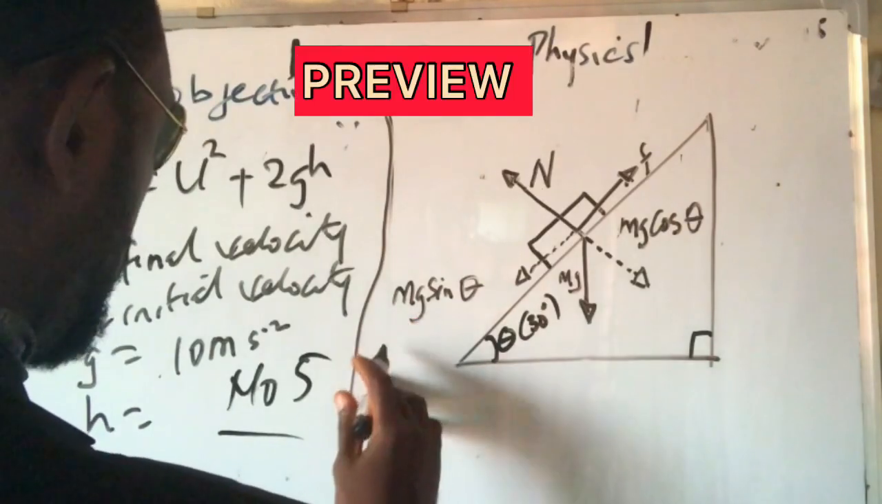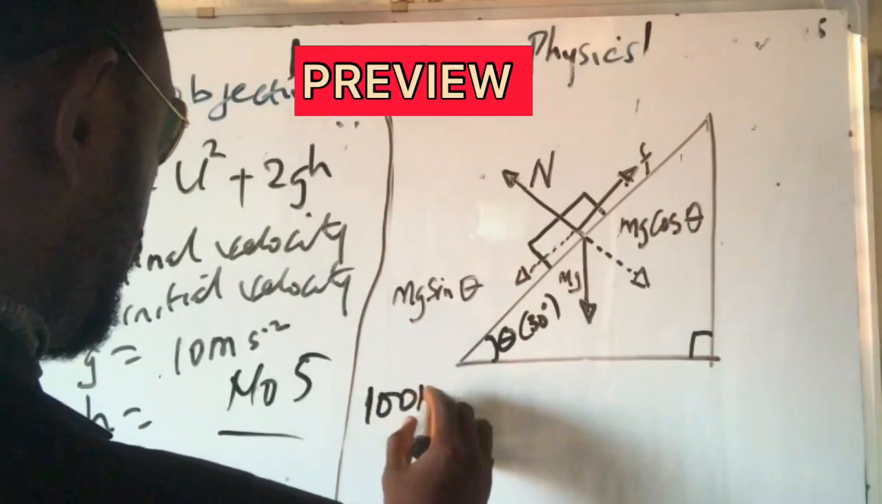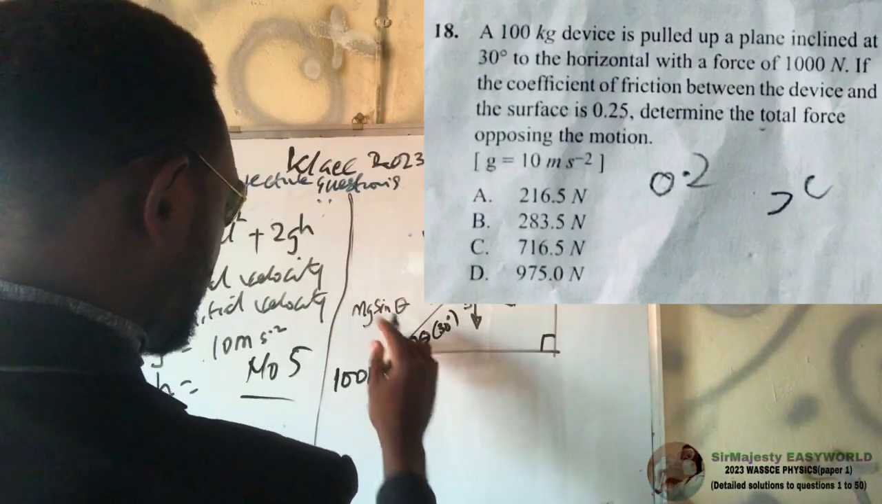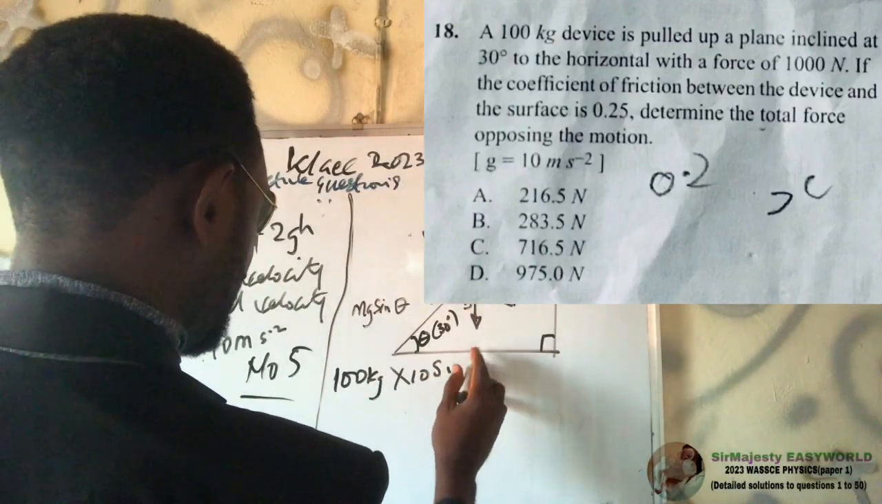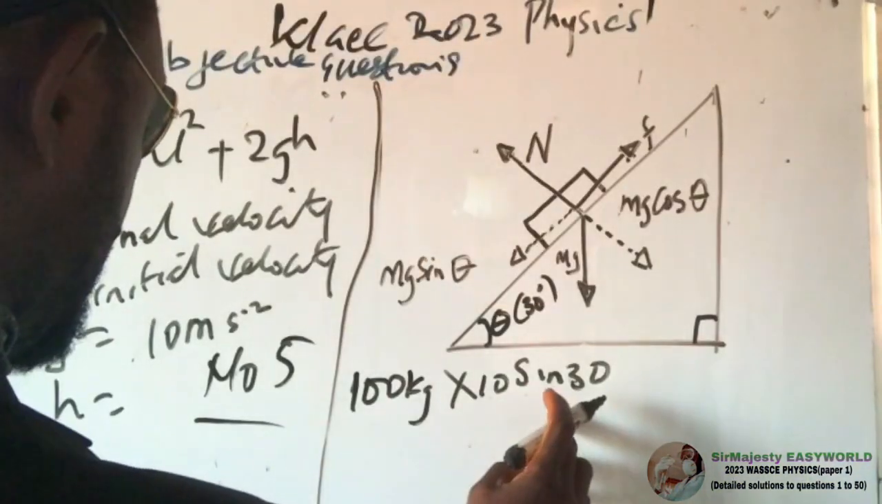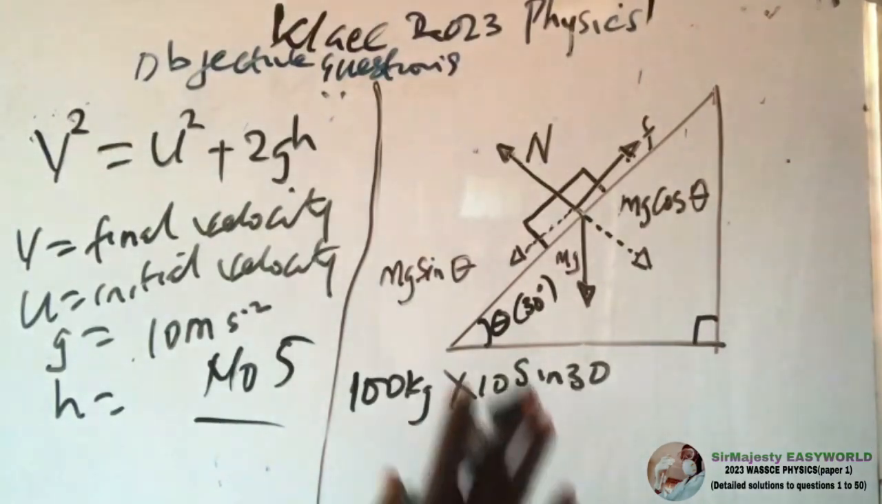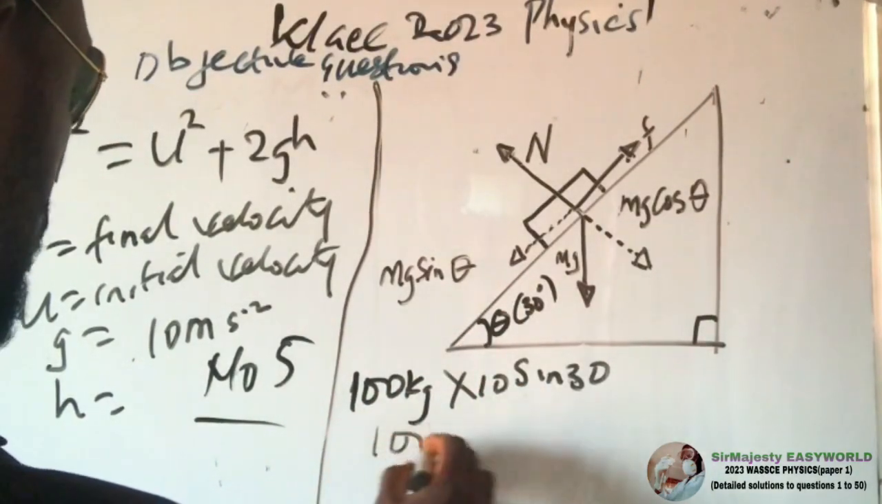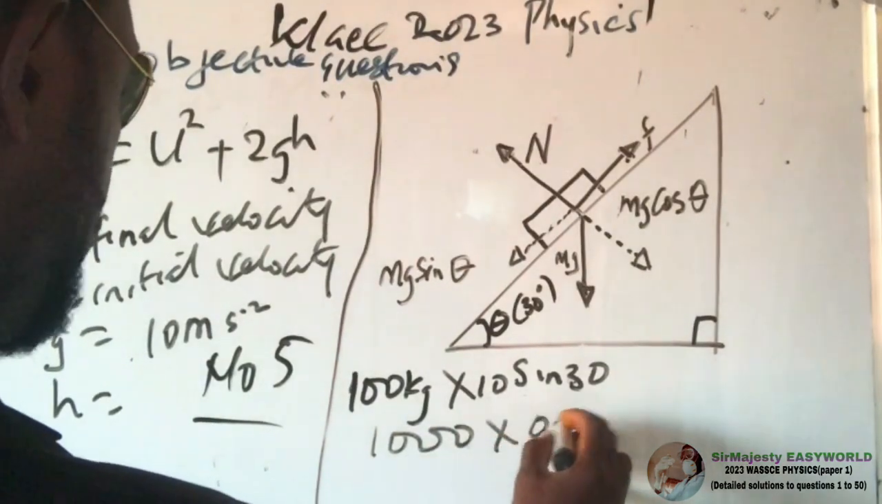The mass given in the question is actually 100 kg times the gravity, which you were told to take as 10, times sine 30. So we will press this in our calculator. It's obvious that sine 30 is half, 0.5. This is already an established fact. So 100 times 10 is actually 1000, times 0.5.